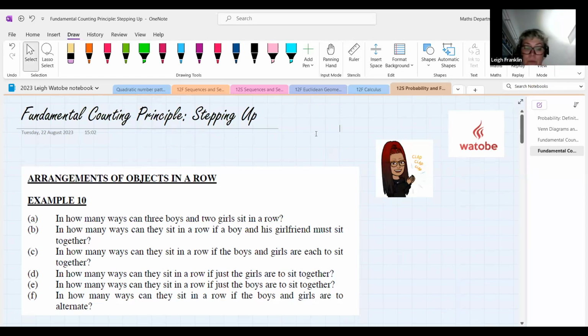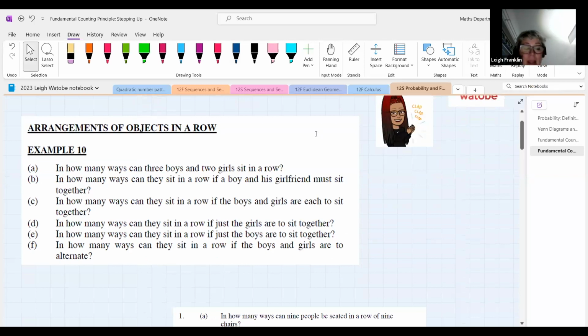All right, so the first example that we are going to look at is 3 boys and 2 girls. Now remember, people cannot be repeated like letters and numbers, so we're going to use factorial notation. The first question says, in how many ways can 3 boys and 2 girls sit in a row? They're not saying that the boys and the girls have to sit together.